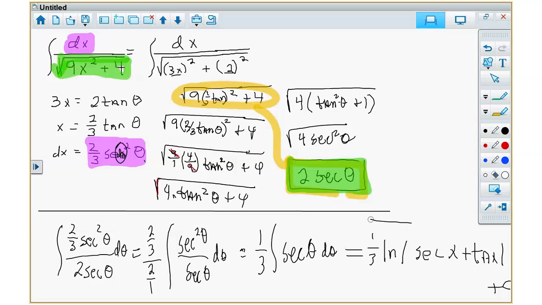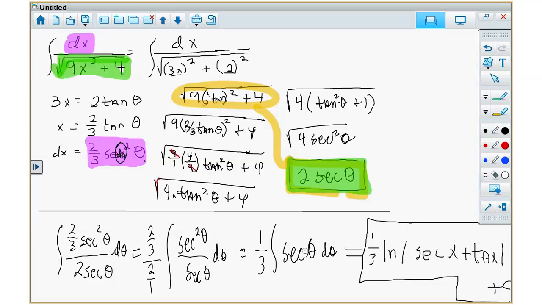So now you're ready for step 3. Miss Anthony, what is step 3? Changing the x's into thetas, yes. So now I'm going to go over to the next page. Oh, hold on. Is that 1/3 natural log of secant plus tangent plus c? Are those parentheses or absolute value? They have to be absolute value, because you can't take the natural log of a negative. All natural logs are in absolutes.